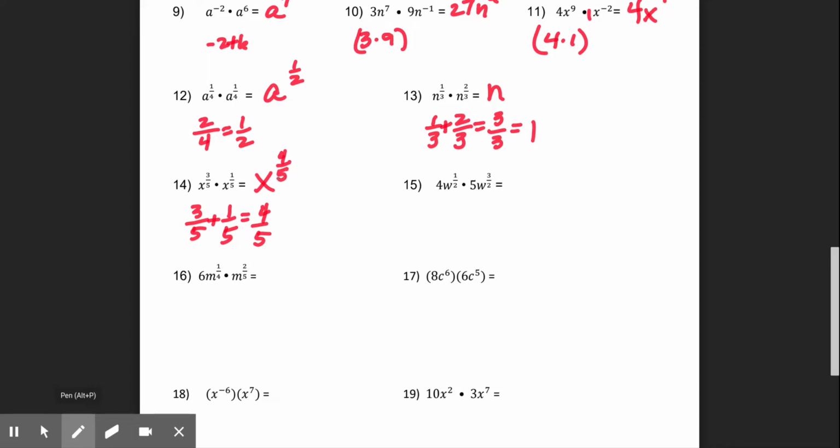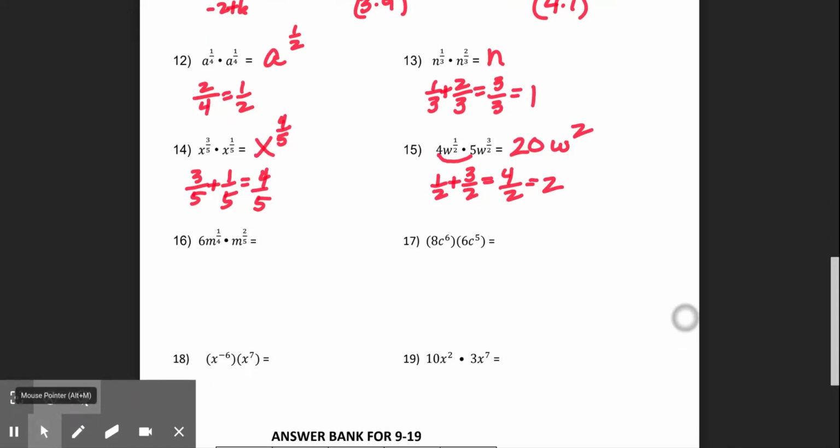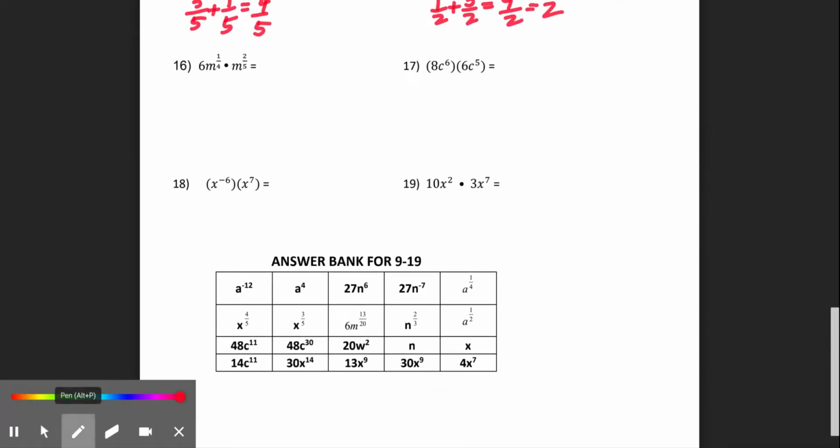Number 15, you're going to multiply 4 times 5, which is 20. And then you have for your exponents 1/2 plus 3/2 gives you 4/2, which reduces to a whole number of 2. So you're going to have as your final answer 20w squared. Problem 16. 6 will be your coefficient because the coefficient there is a 1. So 6 times 1 is 6.